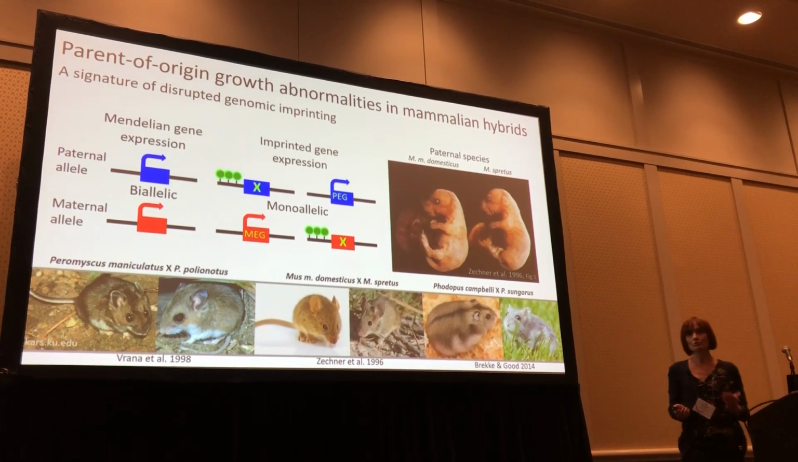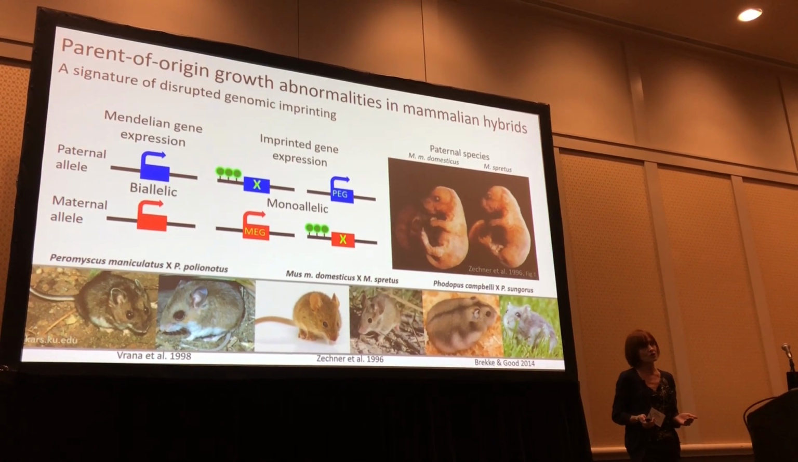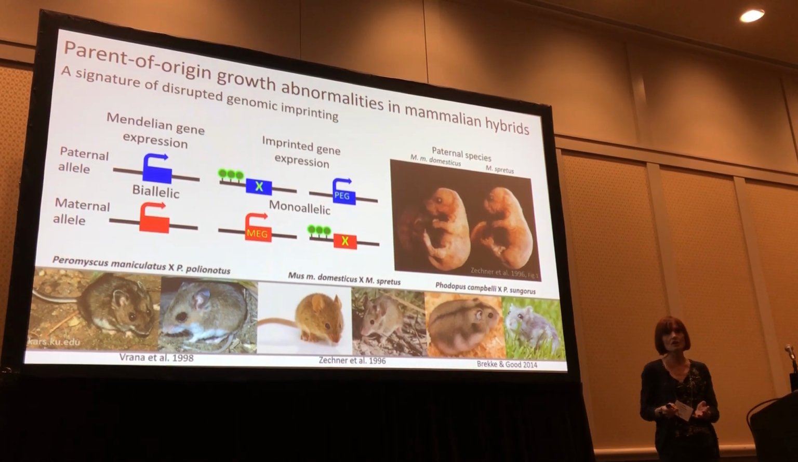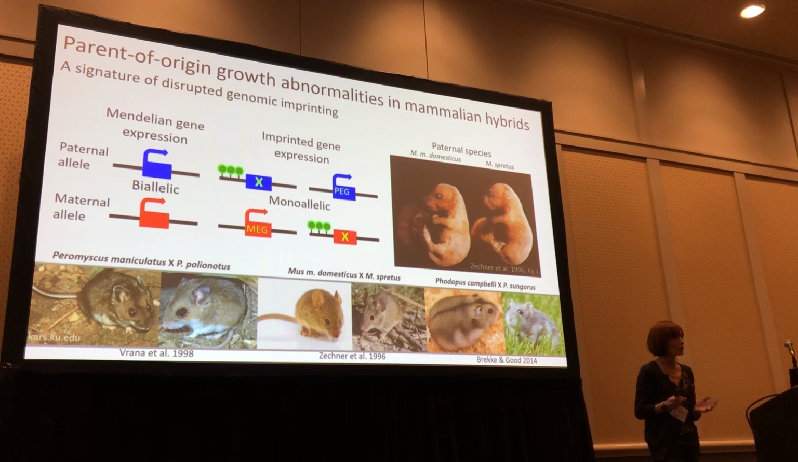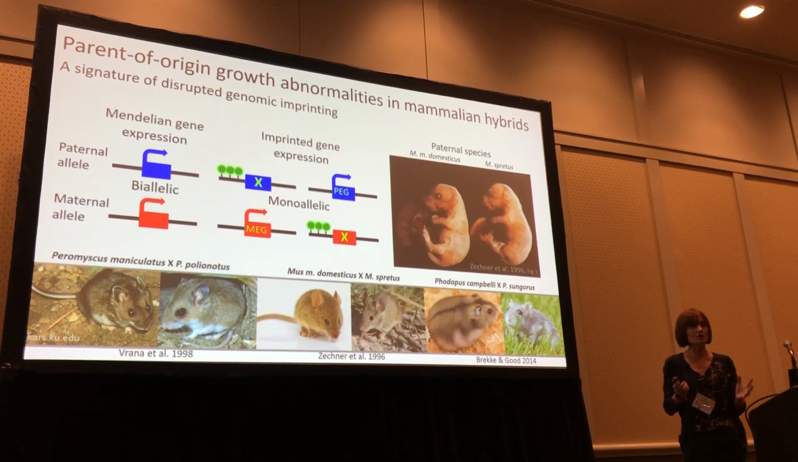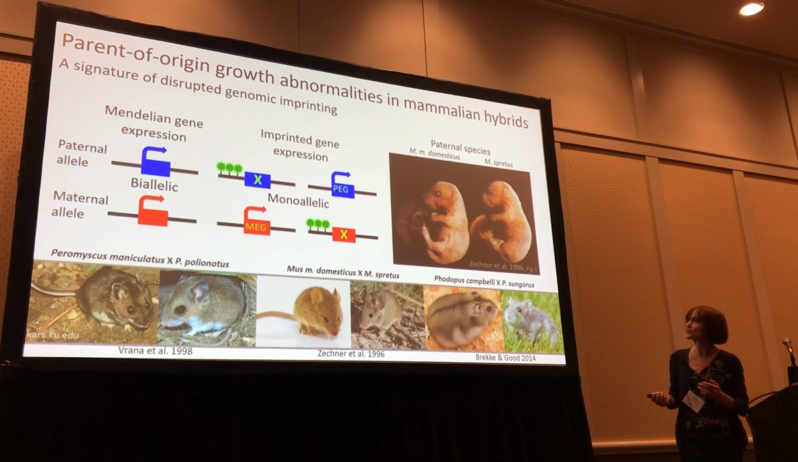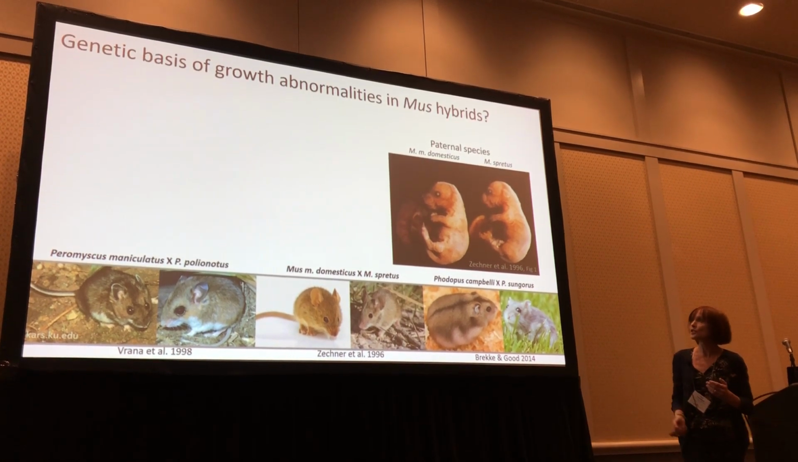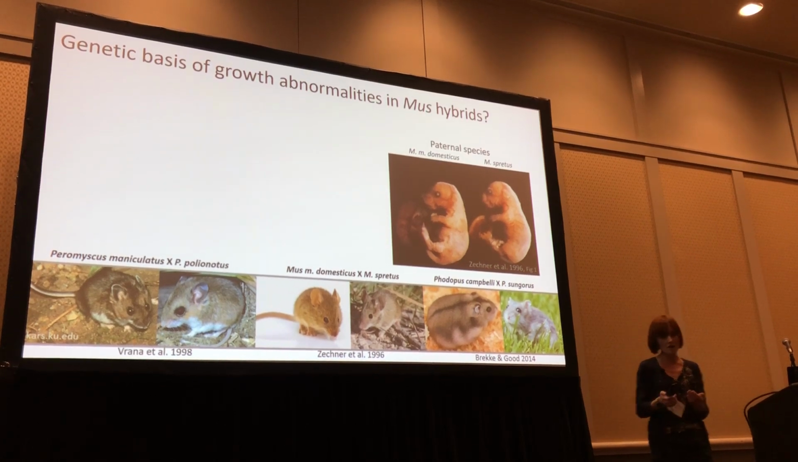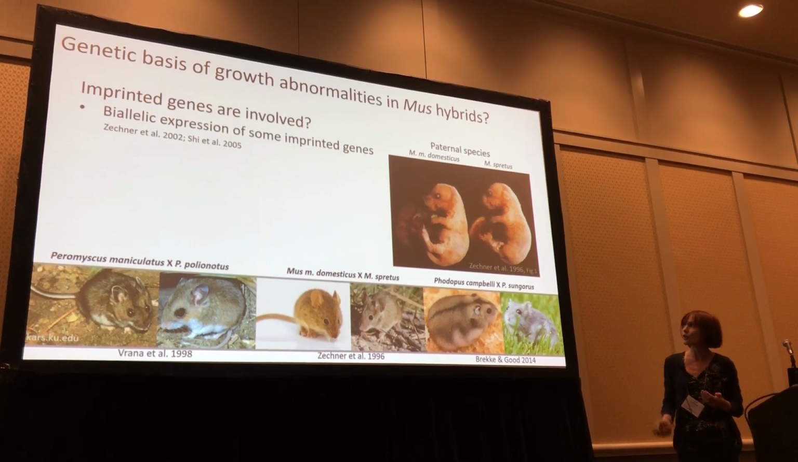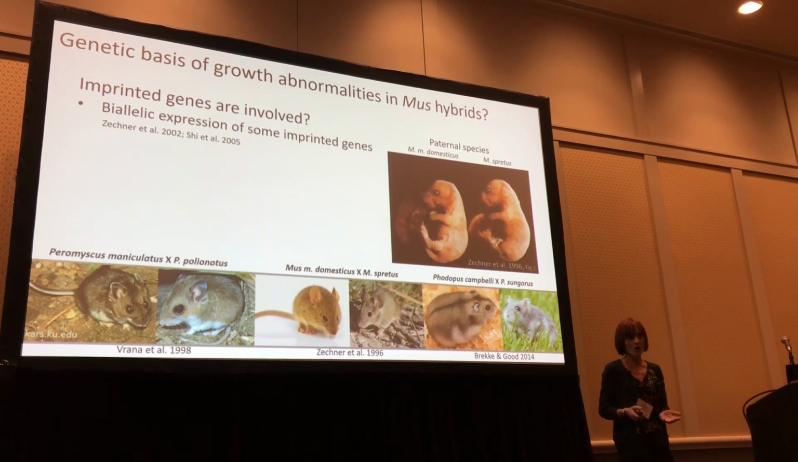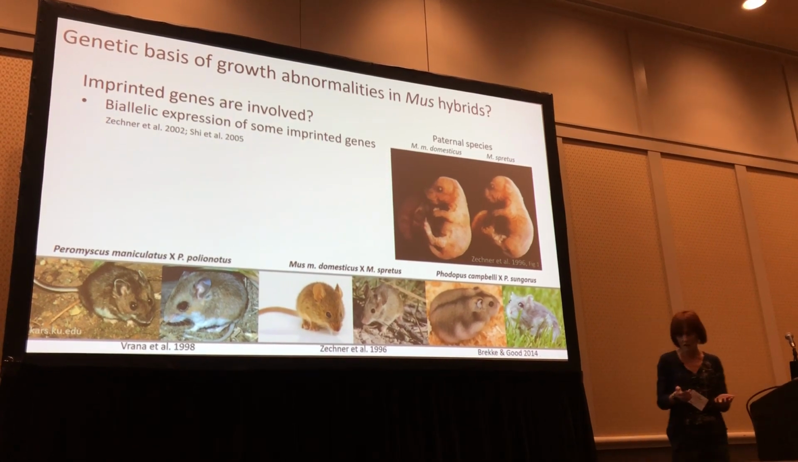But the other really unique thing about imprinted genes is that they're highly, highly expressed in the placenta, where several of them are critical to development and growth. And so this makes them altogether really strong candidates for these phenotypes in hybrids. So we're interested in the genetic basis of these growth abnormalities in hybrids, and prior work on this cross suggested that imprinted genes were indeed involved from some candidate gene studies.